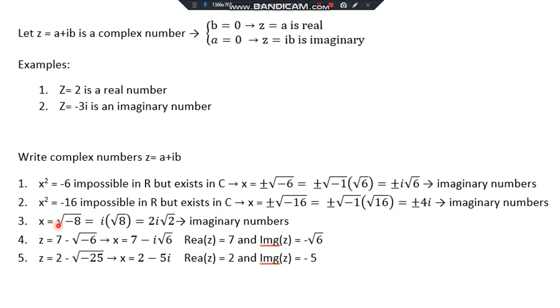If you have x equal to the radical of minus 8, it is radical 8 times i, because the radical of minus 1 is i. So 2i radical 2. Also, this is a pure imaginary number. However, if you have z equal to 7 minus i root 6, this is the real part, and this is the imaginary part, which is minus radical 6. And here, this will be 2 minus 5i. The real part is 2, and the imaginary part of this number is minus 5, as you can see.